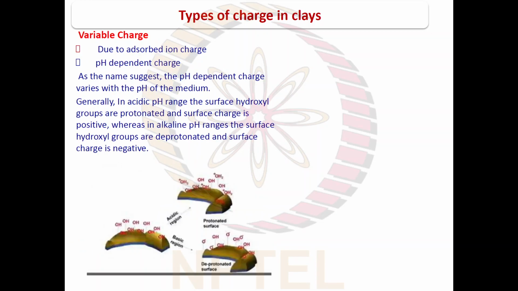Variable charge is due to adsorbed ion charge, the pH dependent charge. As the name suggests, the pH dependent charge varies with the pH of the medium. Generally in the acidic pH range, the surface hydroxyl groups are protonated and the surface charge is positive, whereas in the alkaline pH range the surface hydroxyl groups are deprotonated and the surface charge is negative.